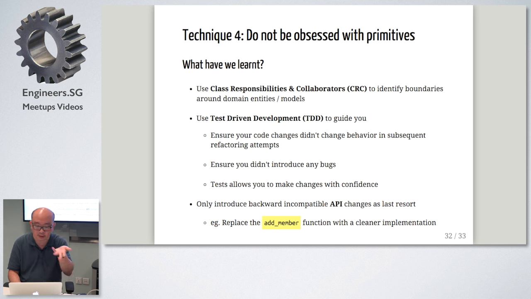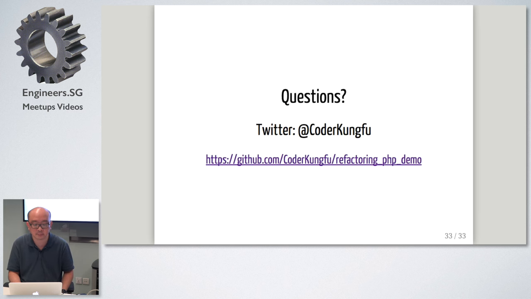For example, replacing the app member procedural function with a cleaner implementation, which is full OO, right? For example. That's all I have, and you can find the code here.